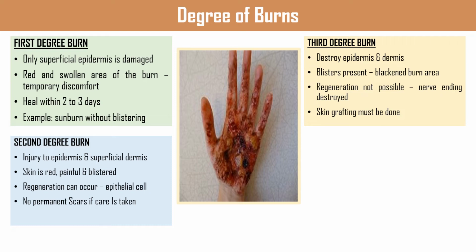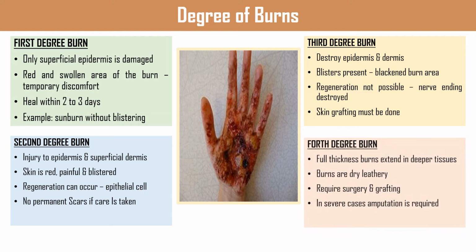Next is third degree burns. Third degree burns destroy both epidermis and dermis and often extend into subcutaneous tissue, reflecting their categorization as full thickness burns. Blisters are usually present and the burned area appears blanched or blackened. Blanched means gray and white area. Because the nerve endings in the area are destroyed, the burned area is not painful. In the third degree burn, regeneration is not possible and skin grafting must be done to cover the underlying exposed tissue.